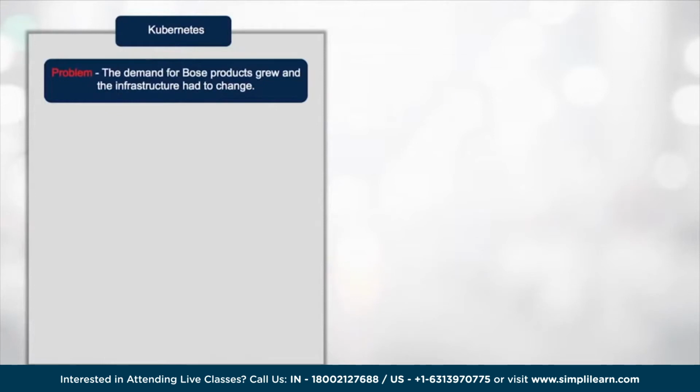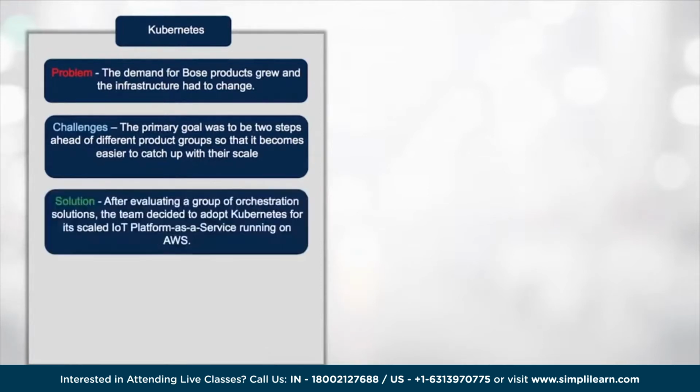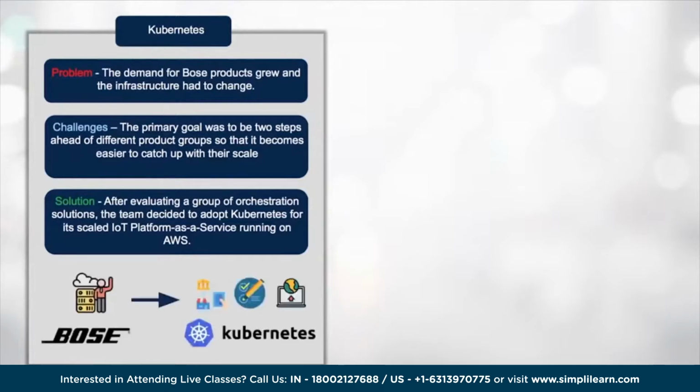Bose had a large catalog of products that kept growing and their infrastructure had to change. The way they looked at that was establishing two primary goals to allow their product groups to more easily catch up to the scale of their business. After going through a number of solutions, they came up with having Kubernetes running their IoT platform as a service inside of Amazon's AWS cloud service. What you'll see with both these products is they're very cloud friendly, but here we have Bose and Kubernetes working together with AWS to scale up and meet the demands of their product catalog.